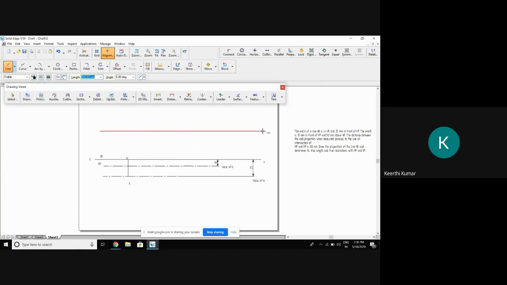Select the line. Above HP is given, so you show that in VP. The distance between these two is 50. So this is called locus of B dash. A dash is known. B dash is known. Locus of A is known. Locus of B is known. Finished. Then the distance between the end projectors when measured parallel to the XY line of intersection of HP and VP is 80 mm.